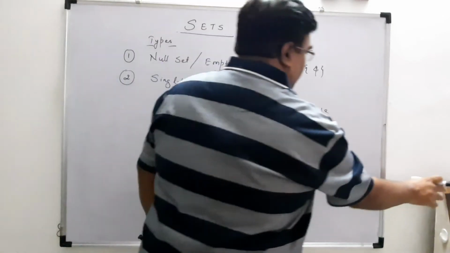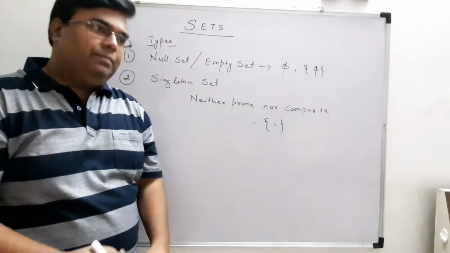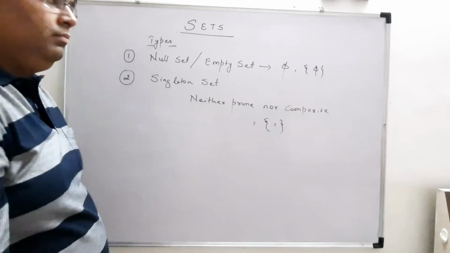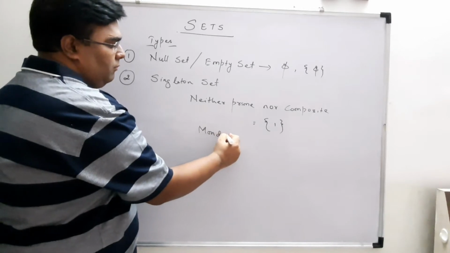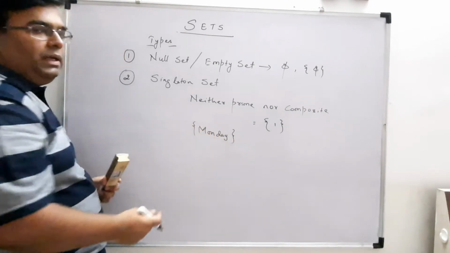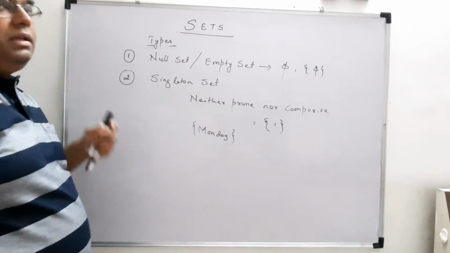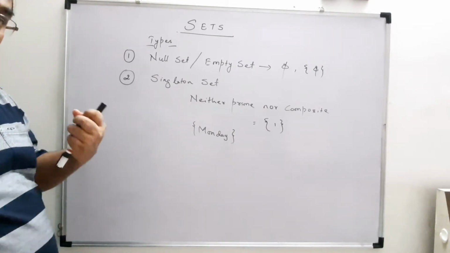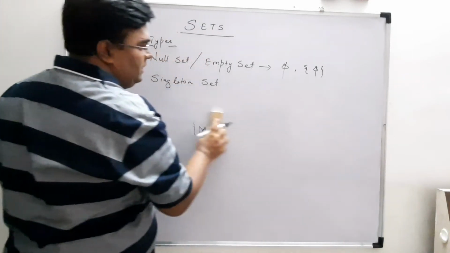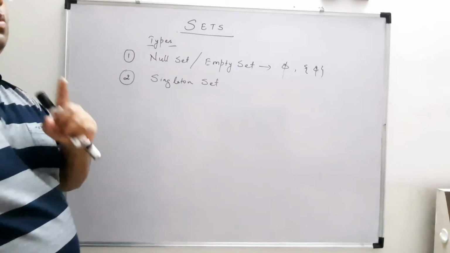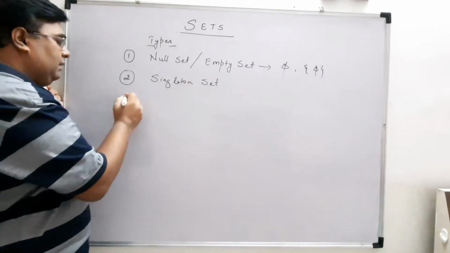Or you can say, if you want to write days of a week starting with letter M. So only Monday is there. So this is my singleton set. Okay. Another example is even prime number. Only 2 is there. So this is also a singleton set. So singleton set means what? That you have only one element in that set. Only one thing.